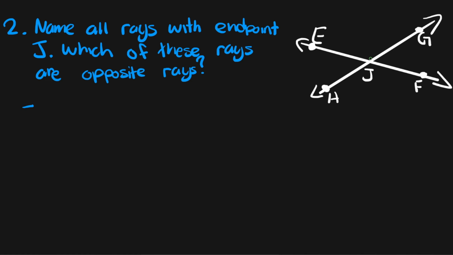So let's look at the first one. Well, from J, we can say ray JE. You could also say ray JG. You could also say ray JF. Or lastly, you could say ray JH.